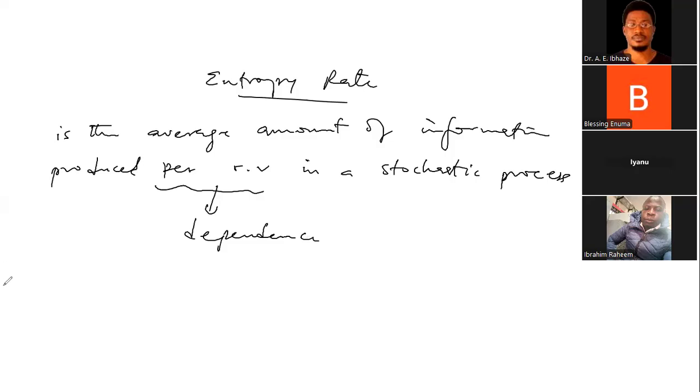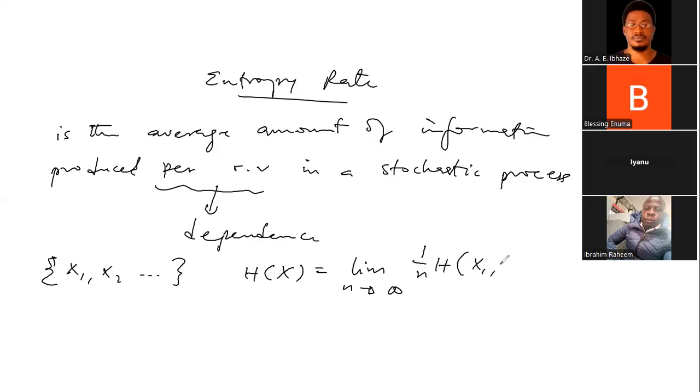So the idea now is that for a stationary stochastic process, say X1, X2 all the way to Xn, the entropy rate H of X is given as taking limits for which n tends to infinity, 1 over n, H of X1, X2 all the way to Xn, where this is the joint entropy of the n random variables.